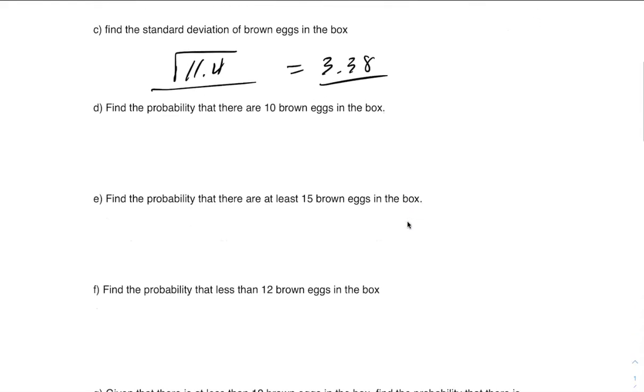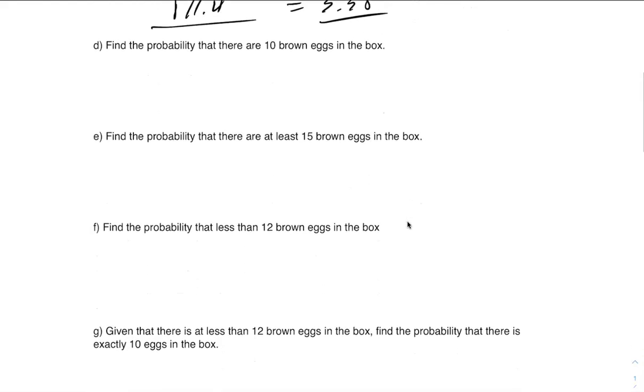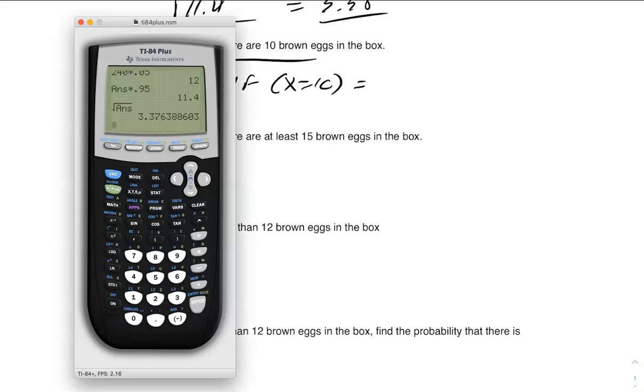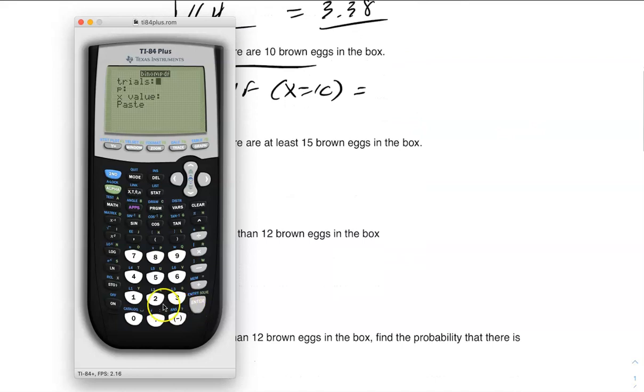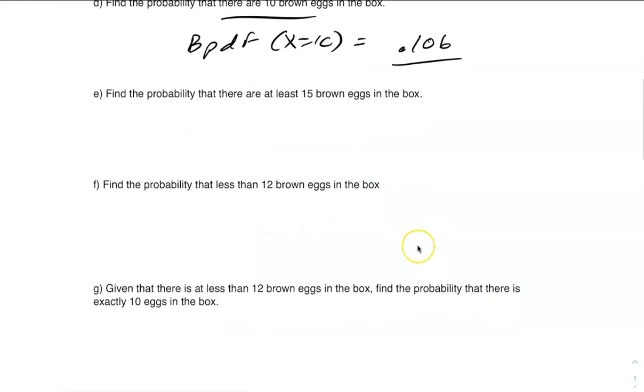Next, find the probability that there are 10 brown eggs in the box. So that's like saying exactly 10. So this is binomial PDF, x equals 10. On my calculator, second distribution, binomial PDF. We have 240 eggs, 5%, so 240, 0.05, and then 10. I get 0.106, so about an 11% chance of getting exactly 10 brown eggs in the box.